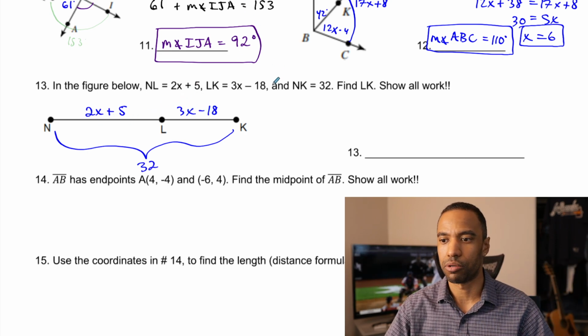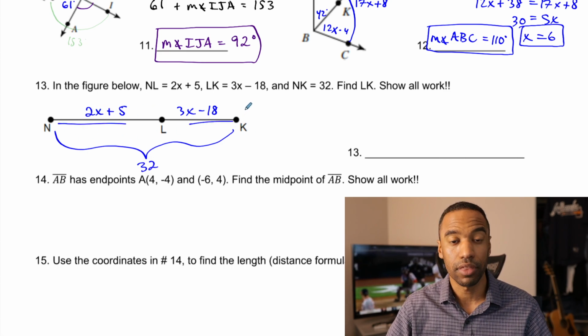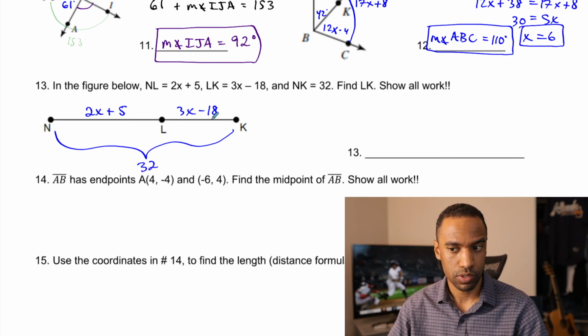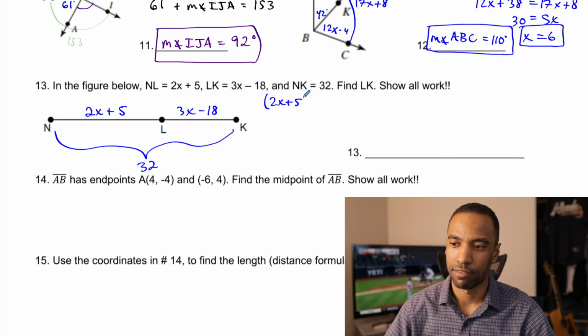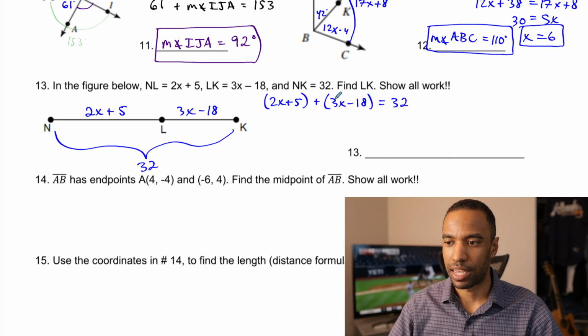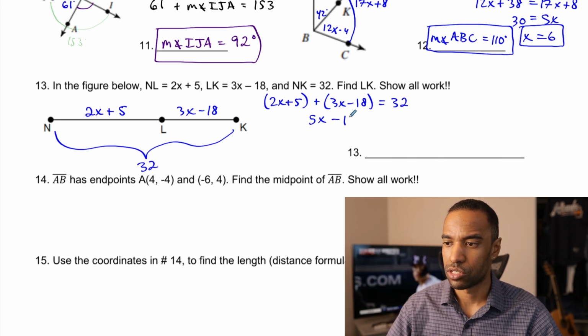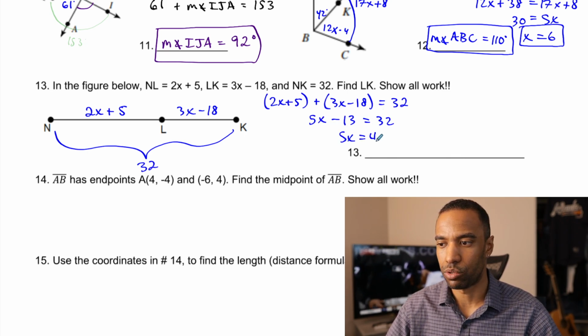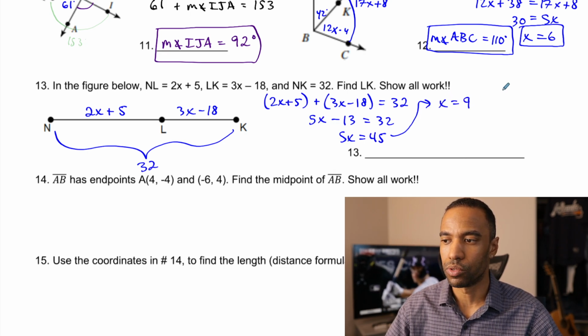We'll use the segment addition postulate, which states when we add these two things together, this plus this, it's going to equal the entire thing. We'll solve for x and of course use that x then to substitute and find LK. So we're going to have 2x plus 5 plus 3x minus 18. That equals 32. Combining like terms, I get 2x plus 3x, that becomes 5x. 5 minus 18, that's minus 13. Add 13 to both sides, we get 5x equals 45. Divide both sides by 5, we get x equals 9.